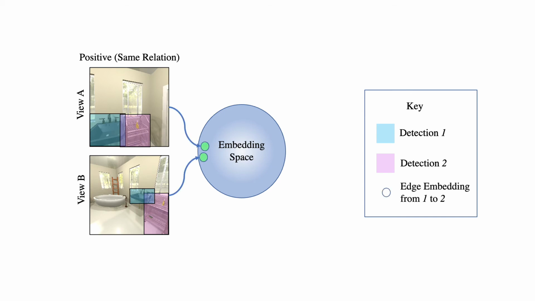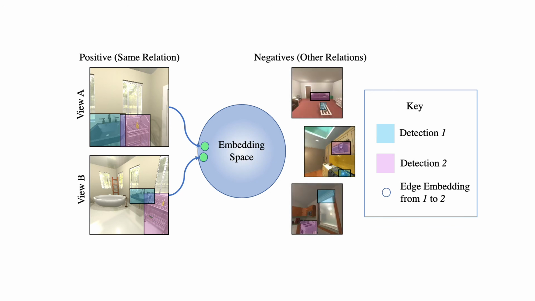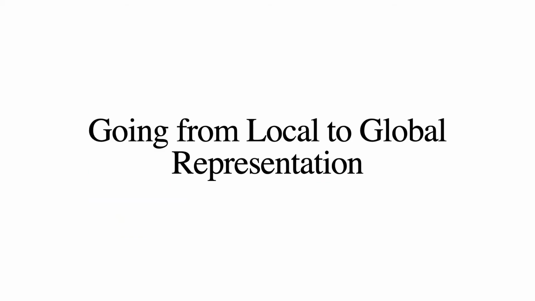Features corresponding to these relationships should map to a similar area in the embedding space. Considering other relationships, or negatives for a contrastive loss, these negatives should live in other portions of the embedding space.